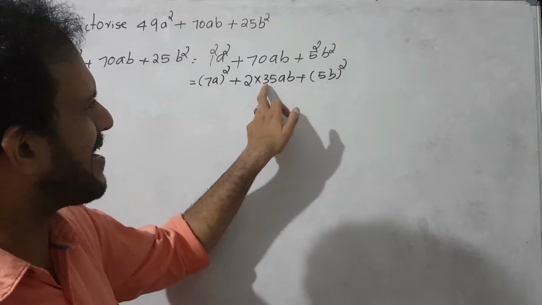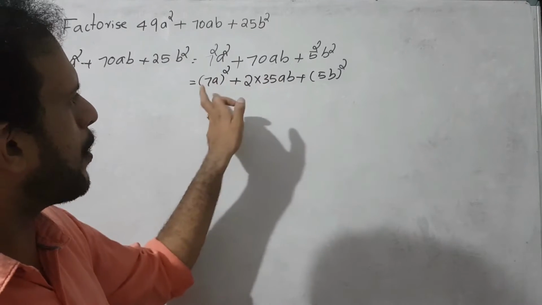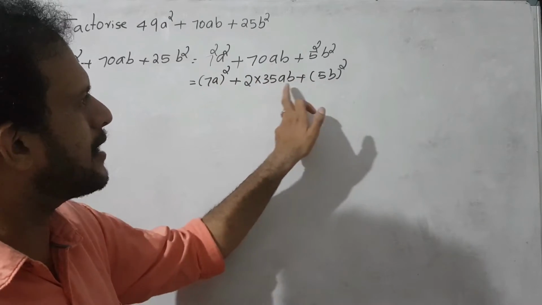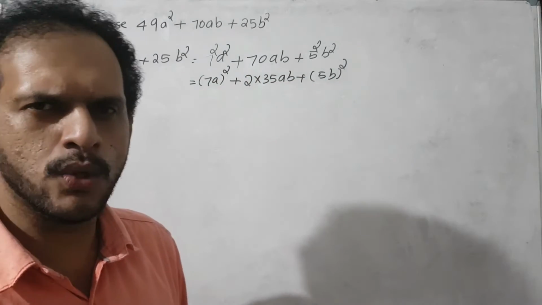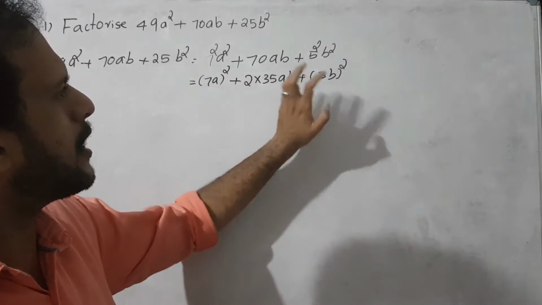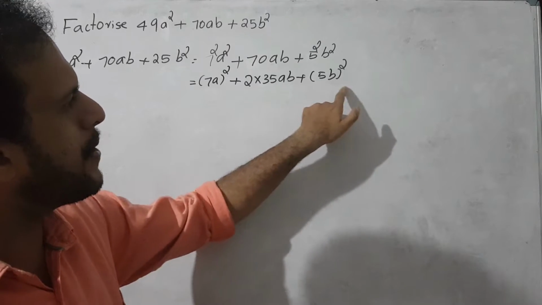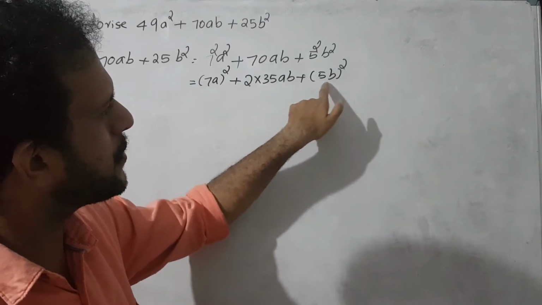So in 2ab, a means 7a, b means 5b. Okay, the product of 7a and 5b is 35ab. It's not necessary to split, or otherwise if you split it's not a problem. Okay, then 2 into 35ab, that is the form of 2ab plus b square. What is b here? b is 5b.